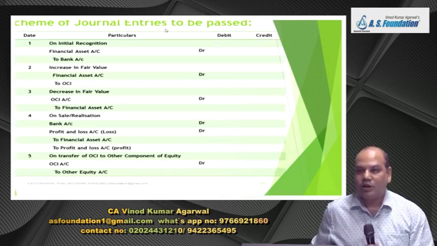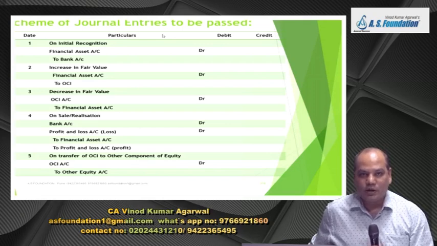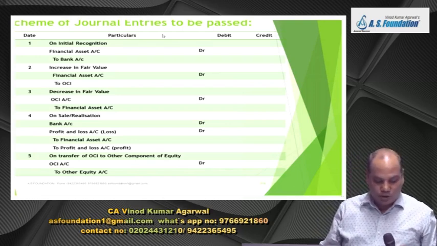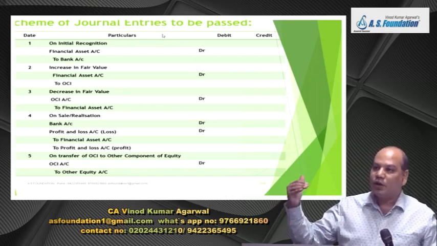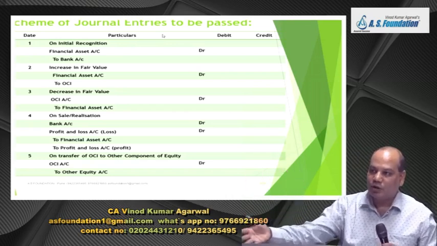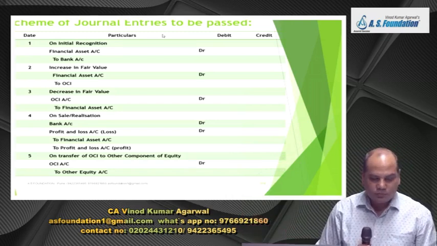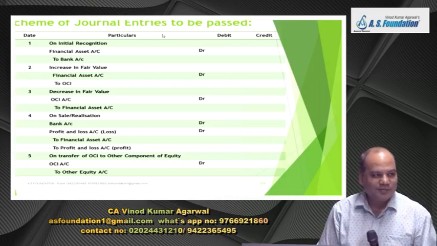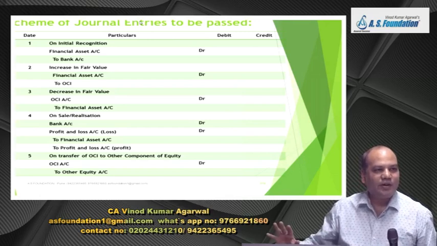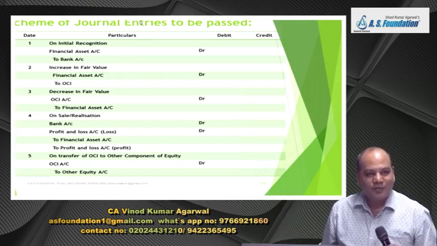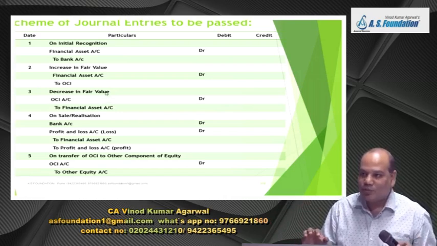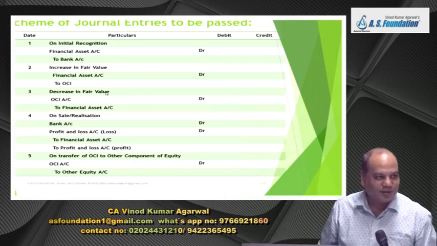Now see the scheme of journal entries that we need to pass in case of an FVT OCI equity instrument. Then I am going to give you a scheme of journal entries for an FVT OCI debt instrument also. If you understand the scheme of entries, you have understood the accounts. Rest all is formality. All presentation and disclosure is just a formality. What you need to understand is the scheme of entries. This is what we have to punch into the computer. Rest all the software will take care of.